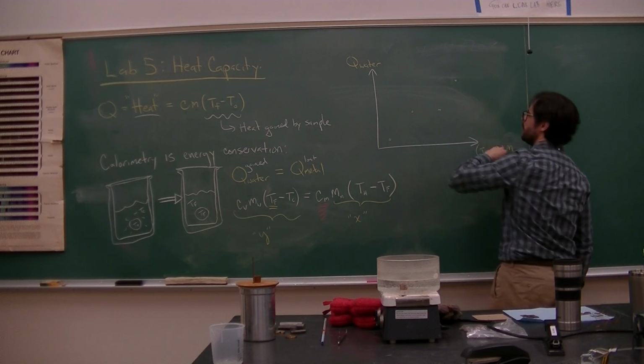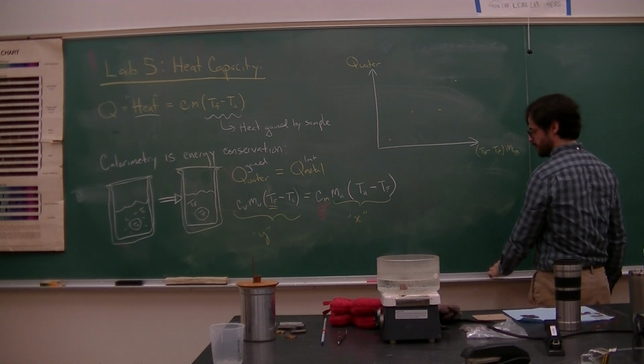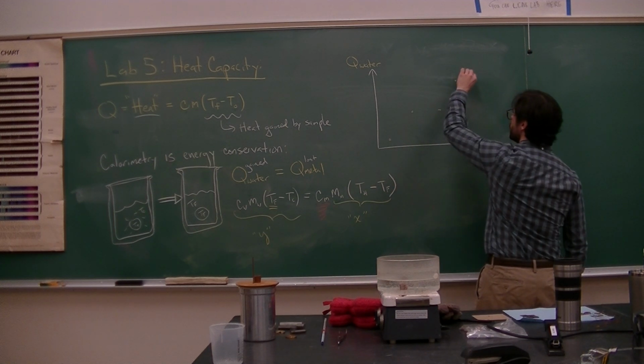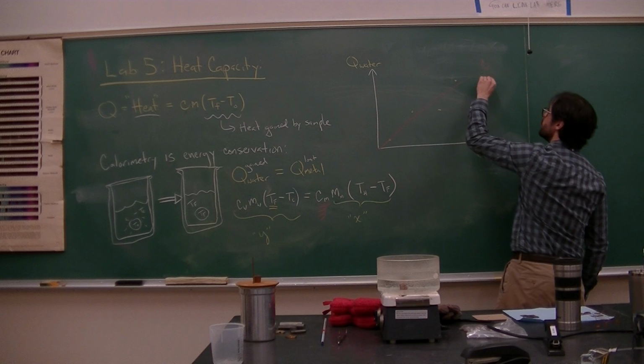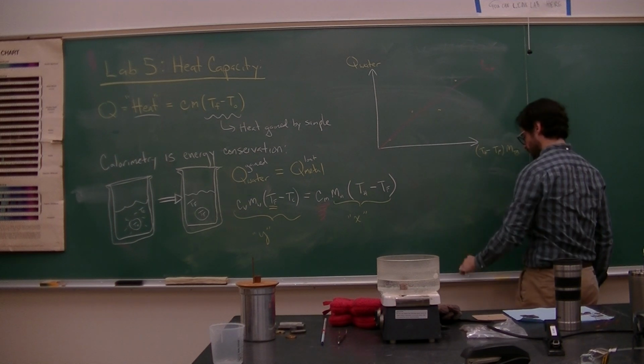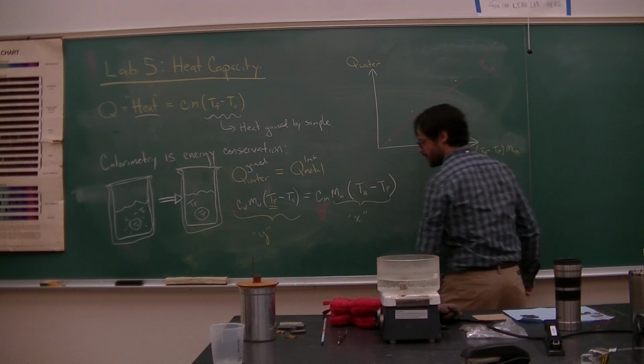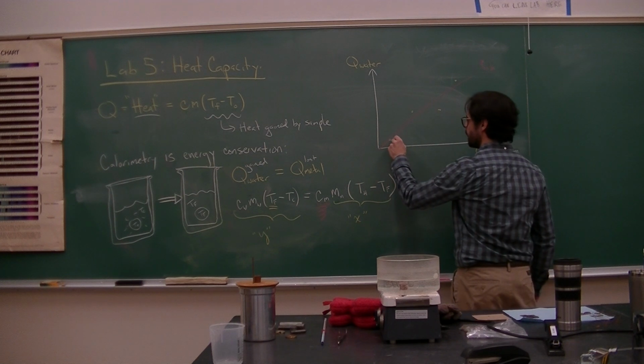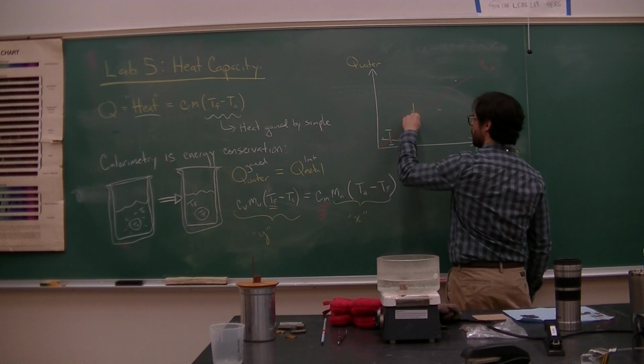You'll get some pretty scruffy looking data is my guess. So the slope of this will be C metal. But of course you have, as you always do, error bars. That discussion is in the lab manual itself.